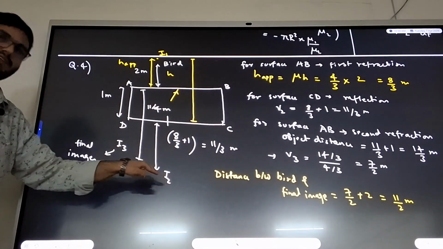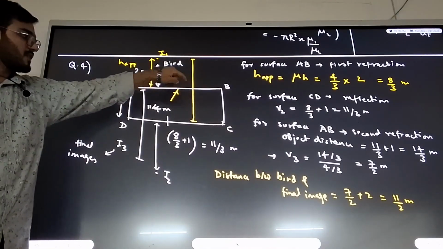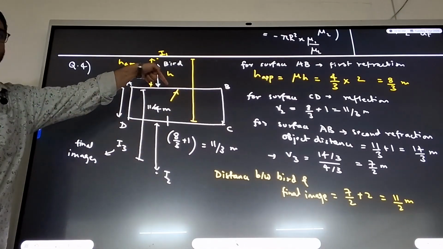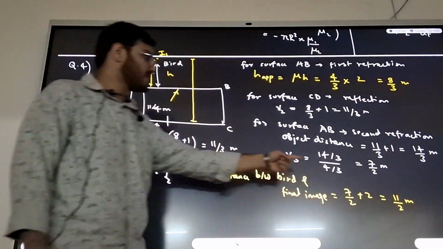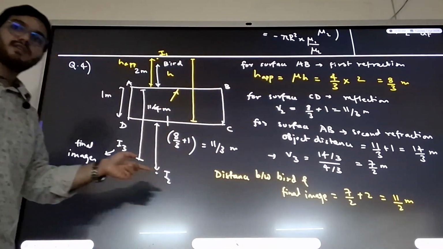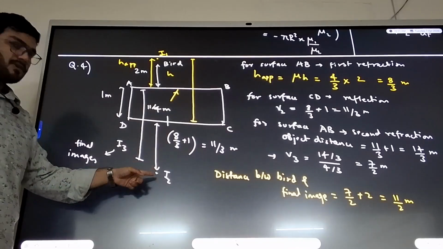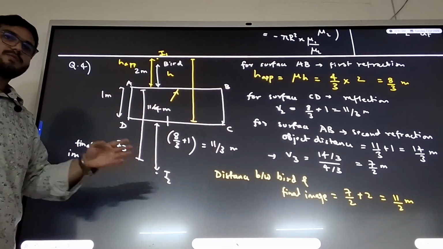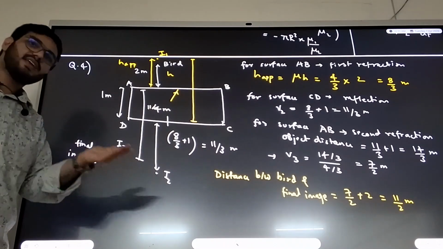Now this image will act like another object for this surface. But what is the object distance then with respect to this surface? This length plus this length. That is why I wrote 11 by 3 plus 1. Now what kind of case? Now you have another refraction, but this is due to a virtual object. Virtual object means case 3 or 4. Case 3 or case 4.